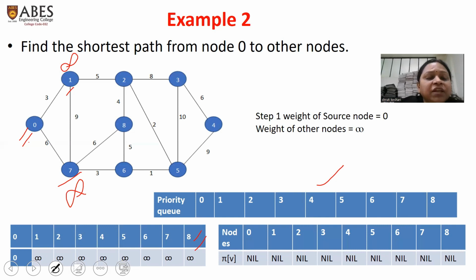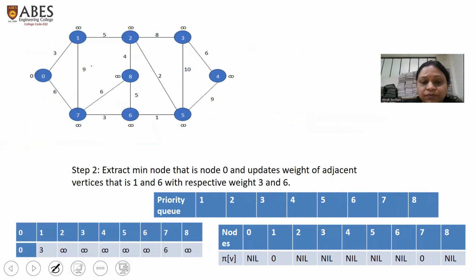But when you want to relax these vertices, you will go for what? 0 plus 3, that is cost 3. 3 is less than infinity, so relax this one. You will get that the cost of 1 is 3, and the cost of 7 is 6, because infinity is greater than this one, so it gets relaxed. And when you are relaxing a vertex, remember you need to update the parent node. Here you are saying that the parent of 1 and 7 is 0. And 0 gets popped, or you can say deleted, from the priority queue.